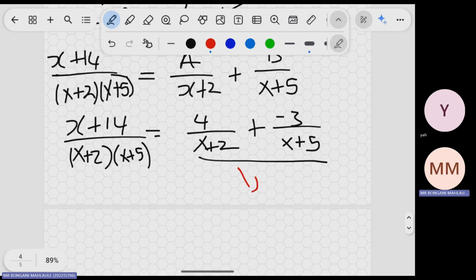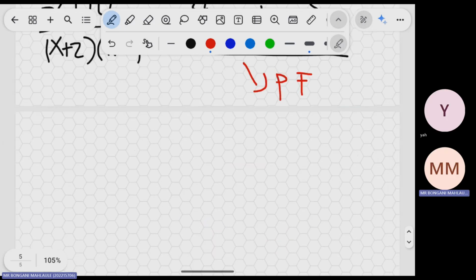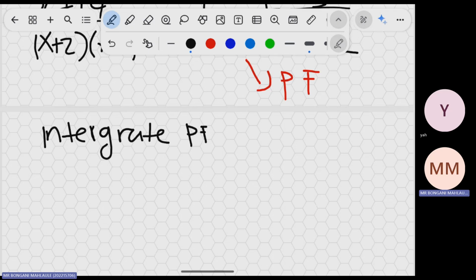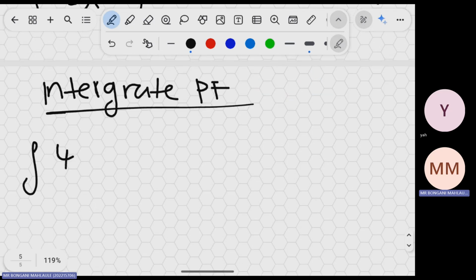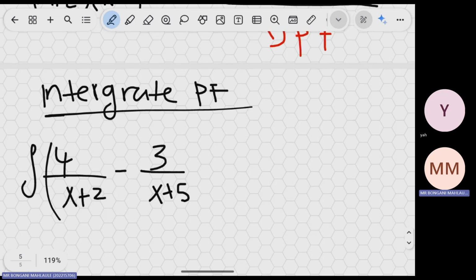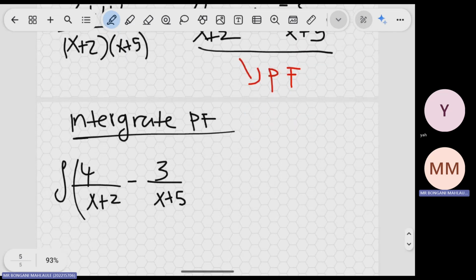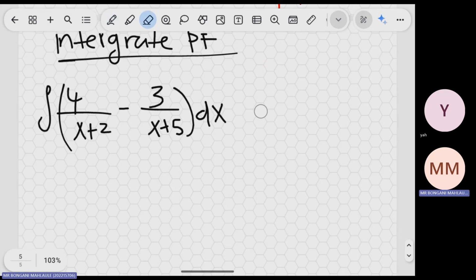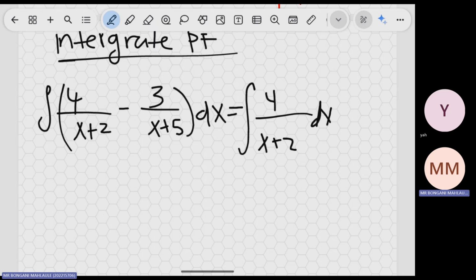So this one will be your partial fraction. So now we must integrate it. I can integrate the partial fraction, which will be the integral of 4 over x plus 2 minus 3 over x plus 5. Isn't it? Is correct. And this will be equivalent to, then you can distribute the integral sign.